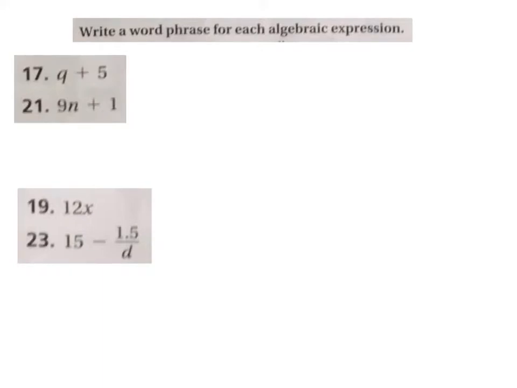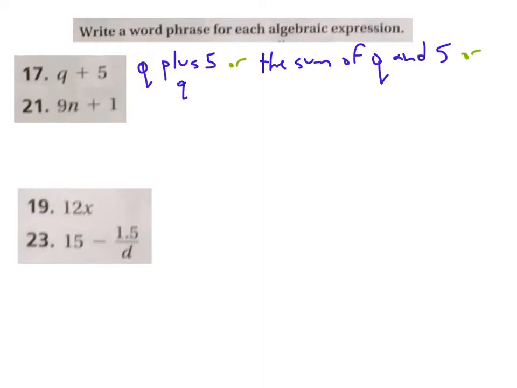You could say Q plus 5, or you could say the sum of Q and 5, or you could also write Q increased by 5. Those are all legitimate ways to write that.